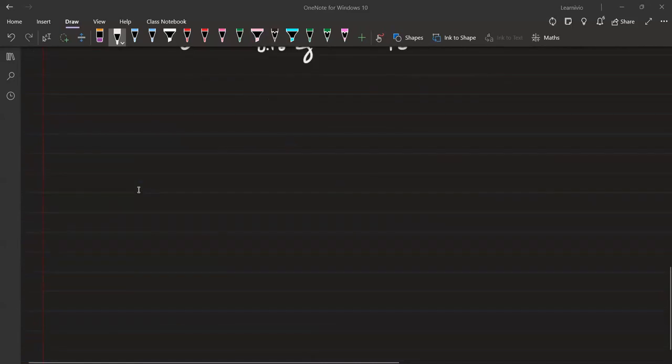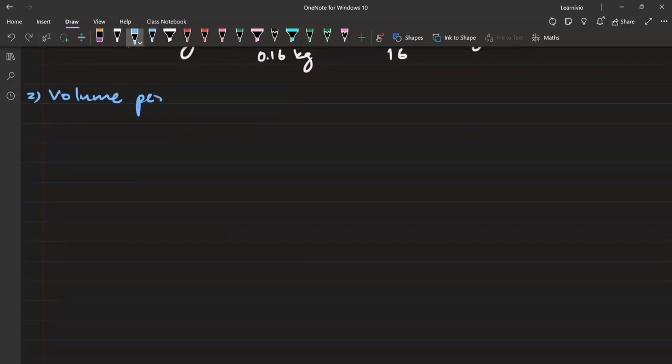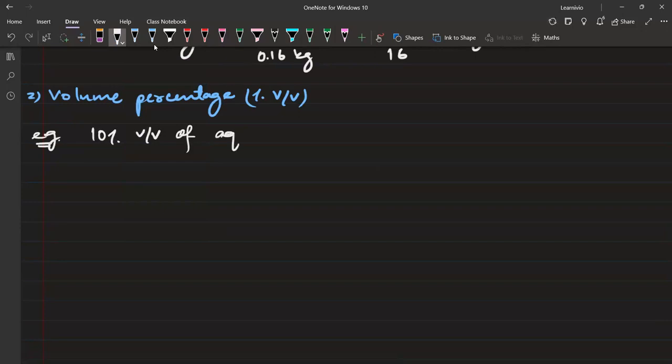Now moving on. We have what is known as volume percentage. Volume percentage is percentage V by V. Okay? Now here I will not be writing the formula, but directly we'll be writing how it is going to be used. So for example, you have 10 percentage V by V of aqueous ethanol, right?